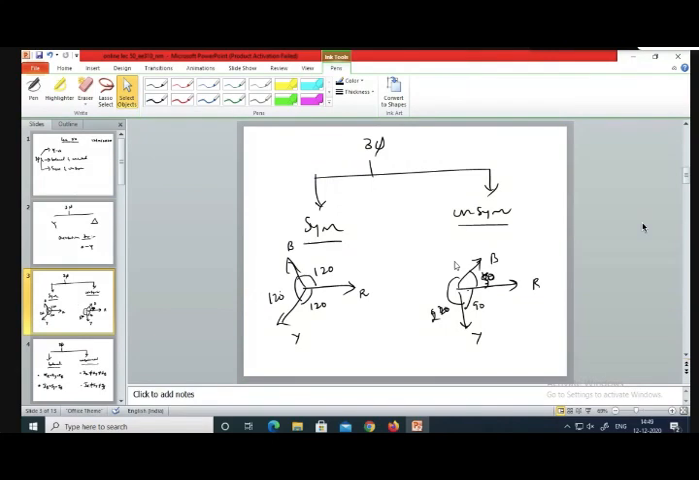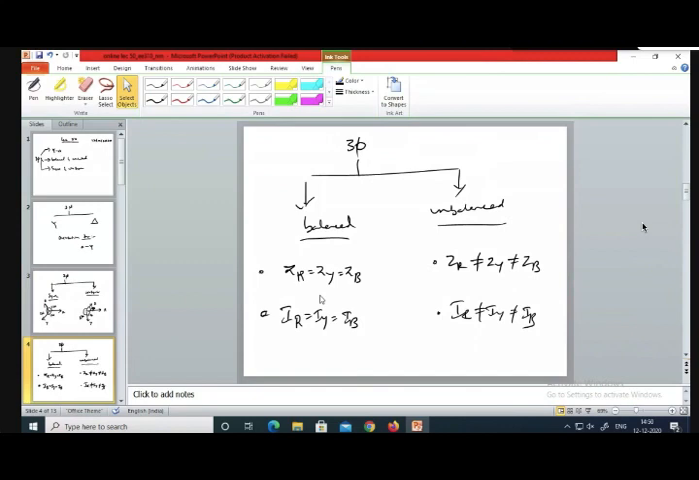This is with respect to the phase angle displacement. If the phasors are displaced equally, then you can say it's a symmetrical system. If the phasors are displaced unequally, then it is an unsymmetrical system. Phasors having different magnitudes is called an unbalanced system. Phasors having equal magnitude is called a balanced system. That means the impedance in all the three phases should be the same.